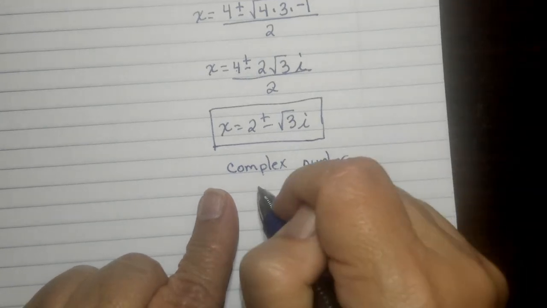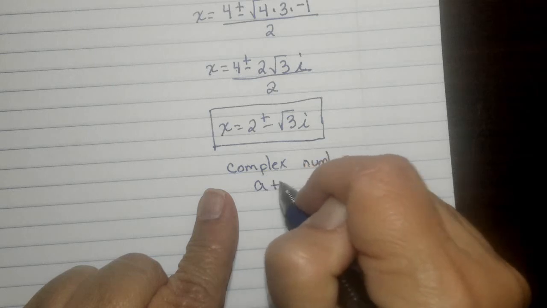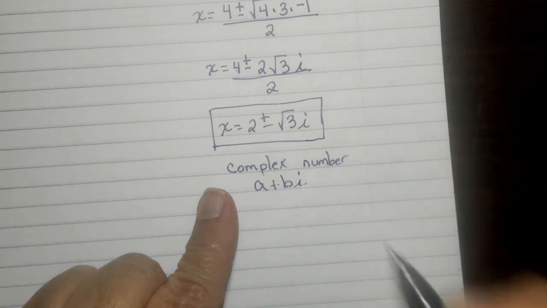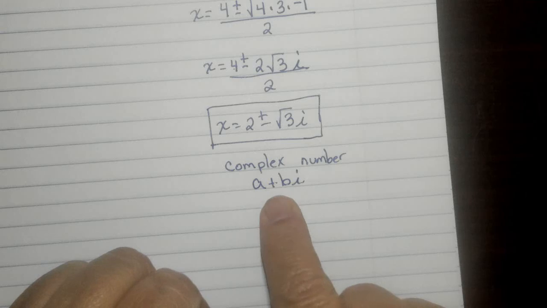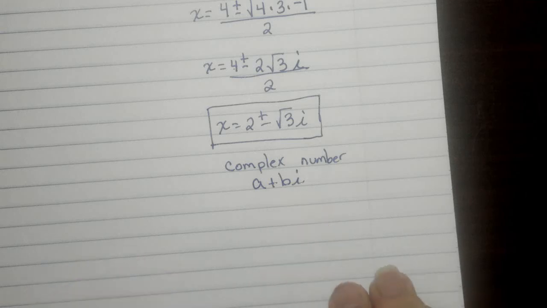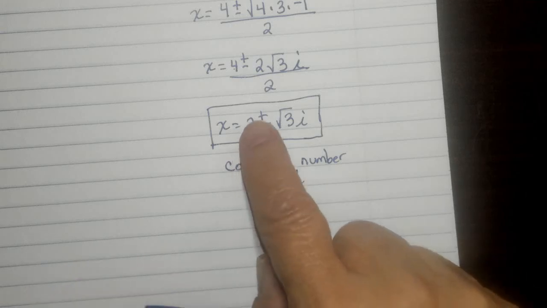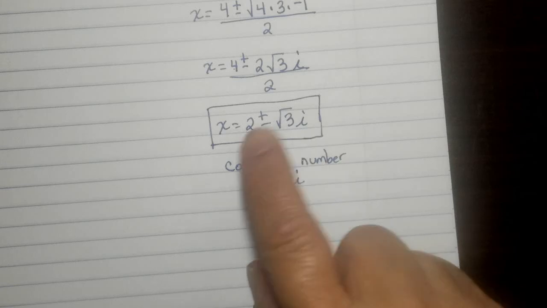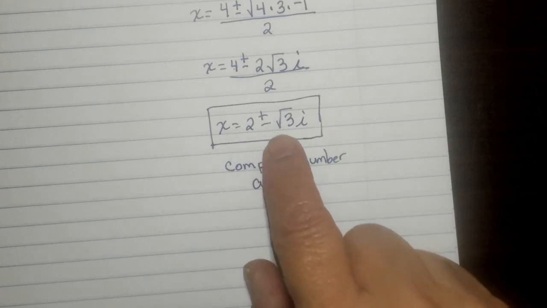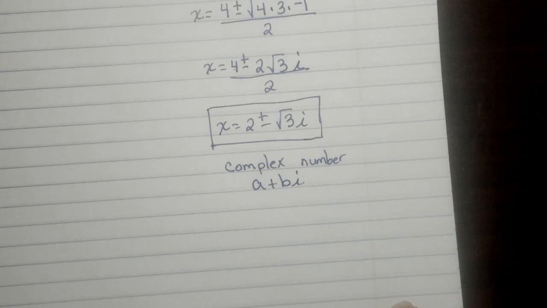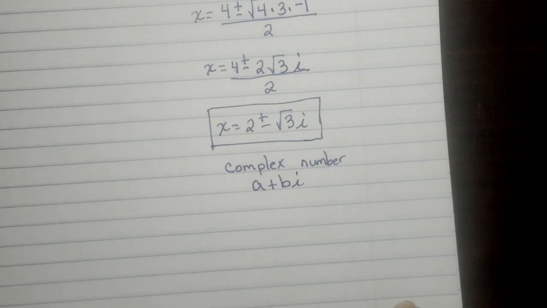And our complex number is always written A plus BI. Real number part plus imaginary part. So we have 2 plus the square root of 3i, and 2 minus the square root of 3i. Those are your other 2 roots, but you're not going to see them on the graph.